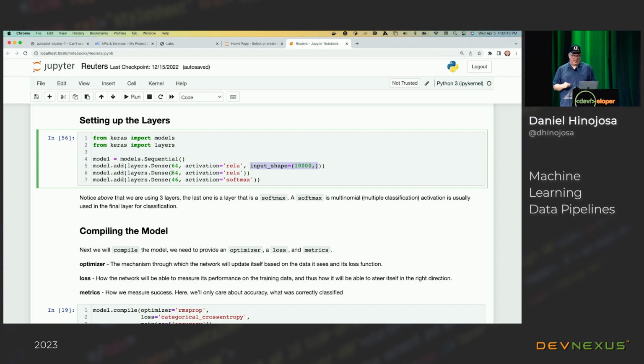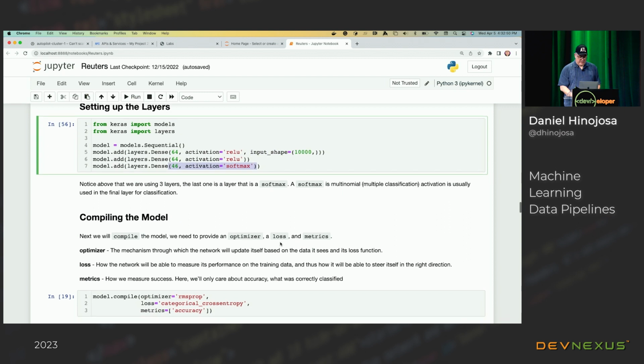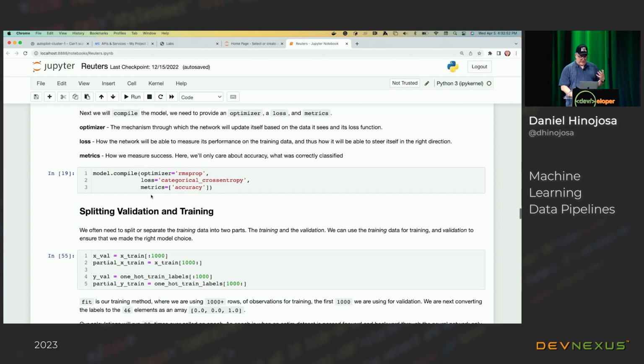We just want the information that we're looking for. And then finally, after the 2 layers, we're going to get a softmax from it. Okay. So here's the compilation, and what we're doing is we're compiling the model.